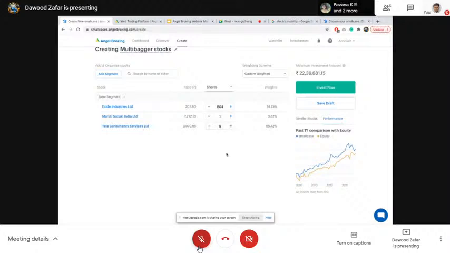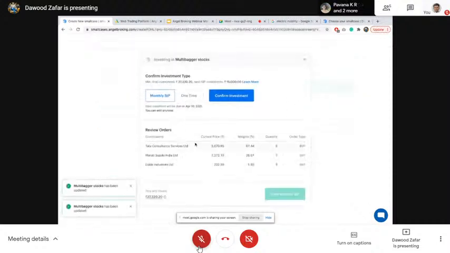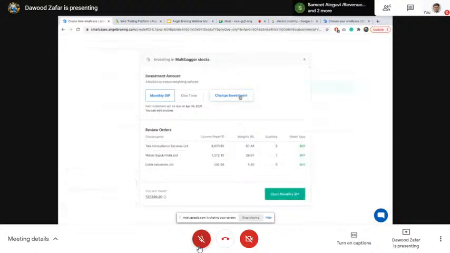So I have made it 10. Okay. Cool. Now it's coming within my budget. By mistake, I had added 300 quantity, hence it was asking me to add more funds. So now I can start with a one-time investment or a monthly SIP. Let me start with one-time investment, confirm amount, and invest.